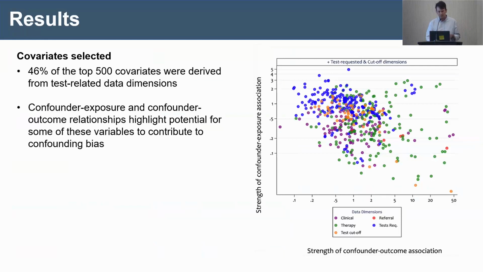A slightly surprising finding was that 46% of the top 500 covariates selected were derived from these test-related data dimensions that we've added. These are displayed in the yellow and blue points on the figure on the right-hand side. The figure shows the univariable confounder-exposure and confounder-outcome relationships for the HDPS covariates included, with some variables from the test dimensions having fairly strong associations with both exposure and the outcome.